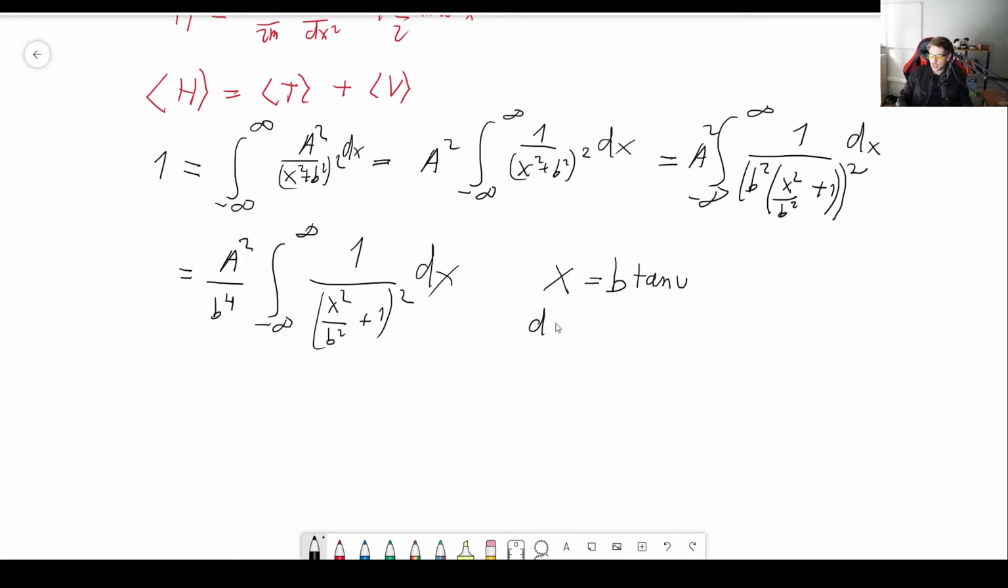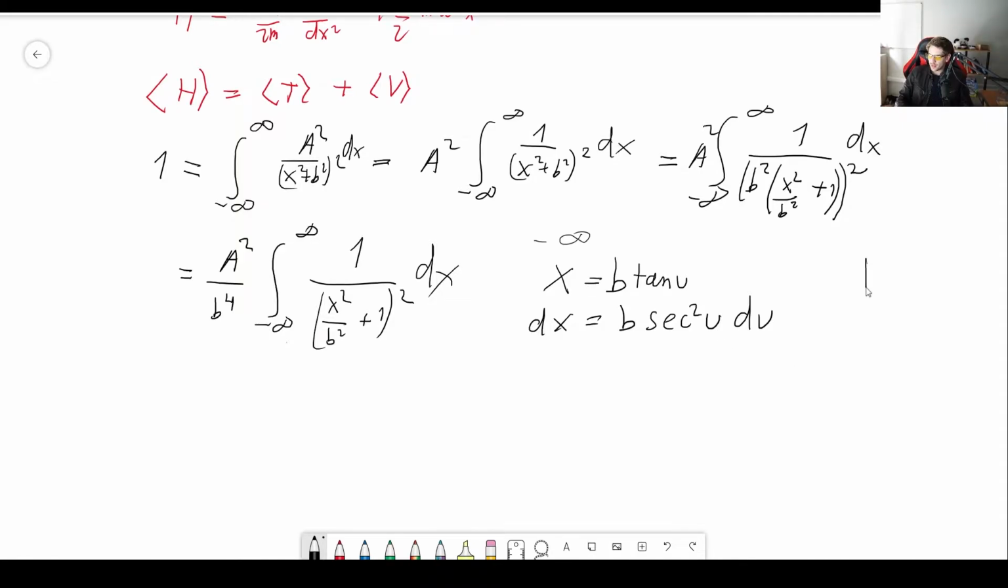So let's see everything else. So dx is going to be b times the derivative of the tangent, which is secant squared u du. So let's plug it all in. And what are our limits? So at minus infinity, when x is minus infinity, well, if this is minus infinity, what value for u would also go to minus infinity?